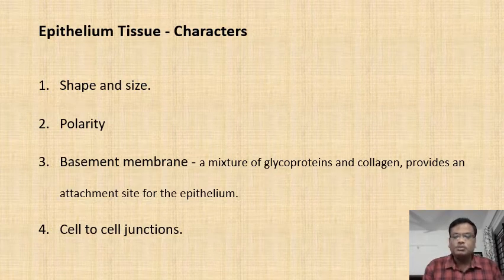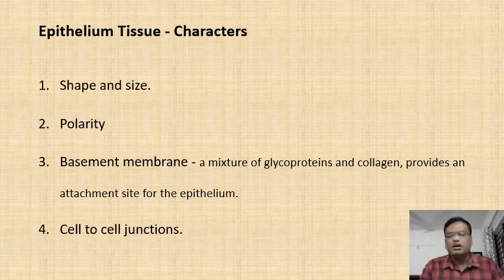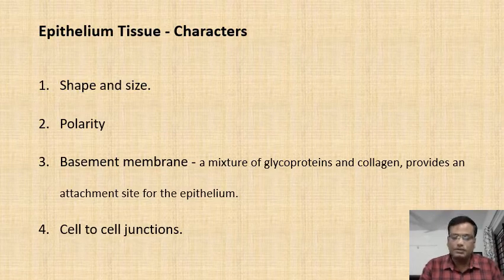Now when it comes to the shape and size, remember, the epithelial tissue exists in different shapes and different sizes. It depends upon in which organ it is situated and which function it is doing. So depending on that, we can expect different shapes and different sizes of the epithelial tissue.